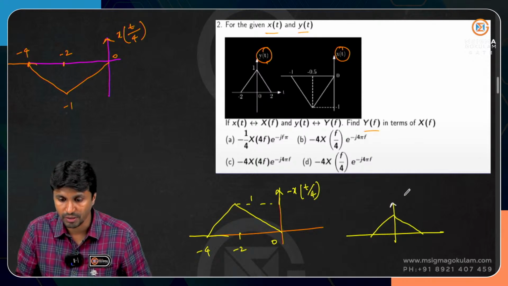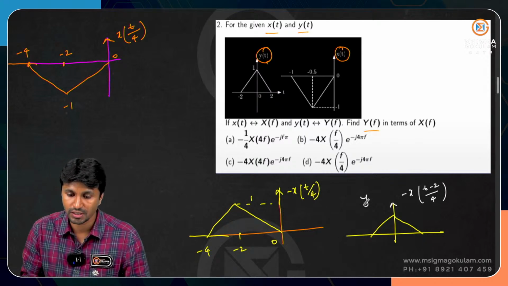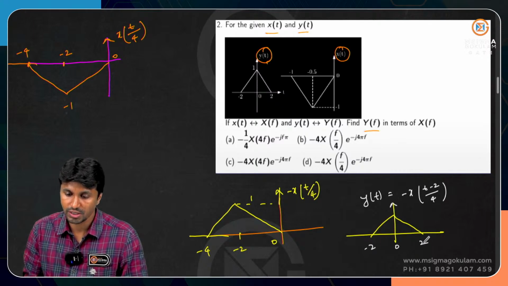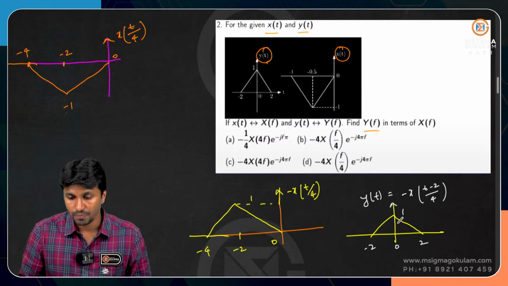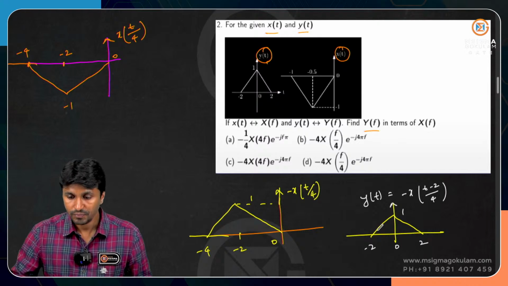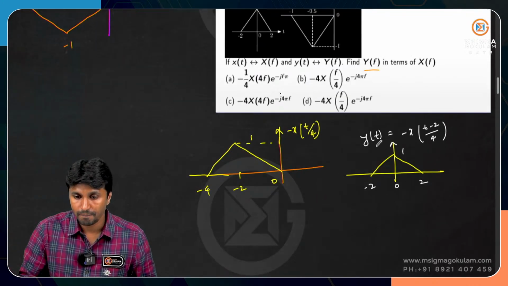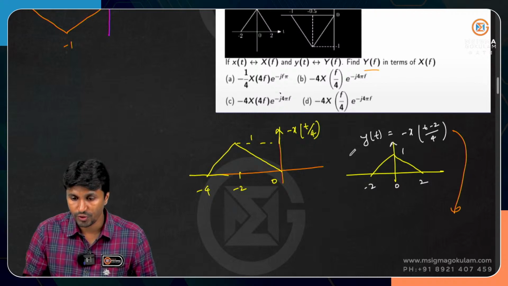When I shift the signal by 2 units, this is what you get. This is nothing but minus of x of (t minus 2) by 4, so this is your y of t. This is minus 2, this is 0, and this is 2. So this is what you get. Now how do you apply the Fourier transform to this?